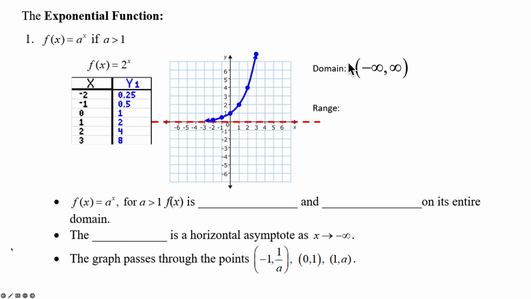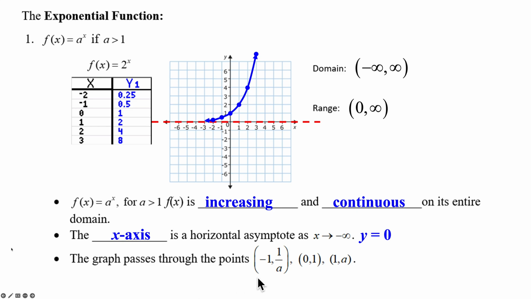My domain of my exponential function is all real numbers. My range is 0 to infinity, because we have to stay above the x-axis. This function, reading it from left to right, is constantly increasing, and it's always continuous on its entire domain. And as we said, the x-axis is my horizontal asymptote, which is y equals 0.